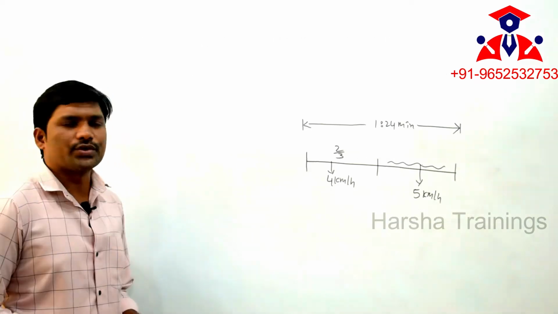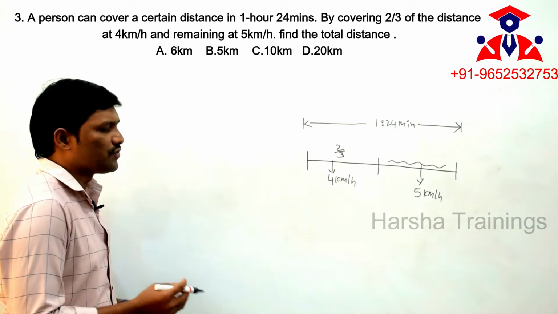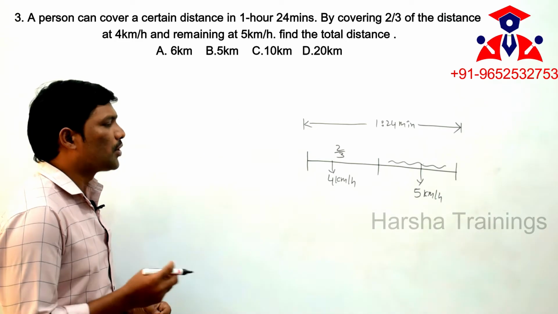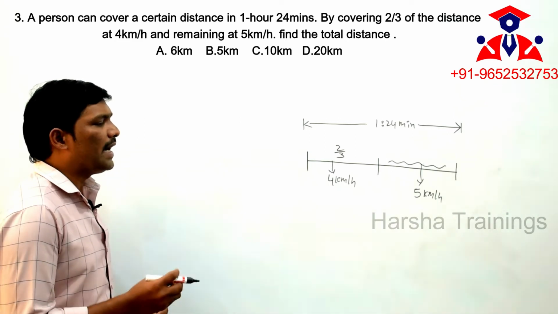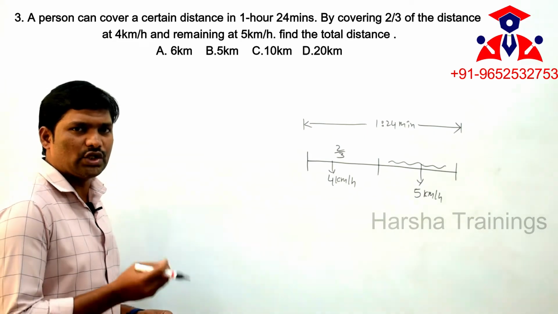Is it clear, guys? Question. A person can cover a certain distance in 1 hour 24 minutes by covering 2/3 of the distance at 4 km per hour and the remaining at 5 km per hour. Find the total distance.